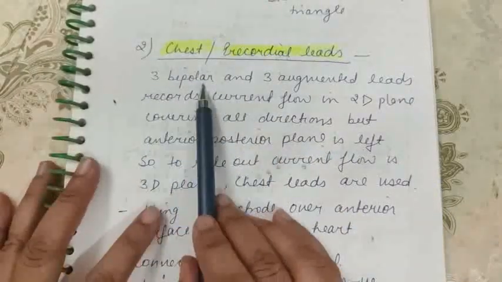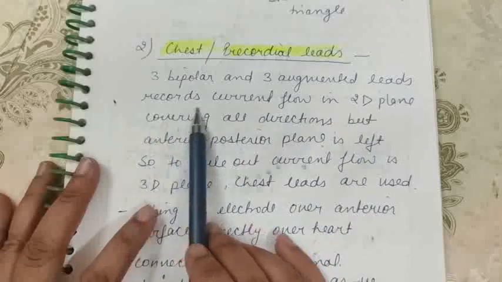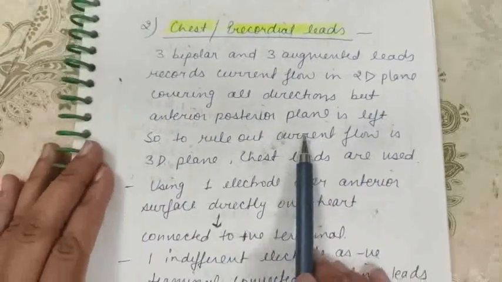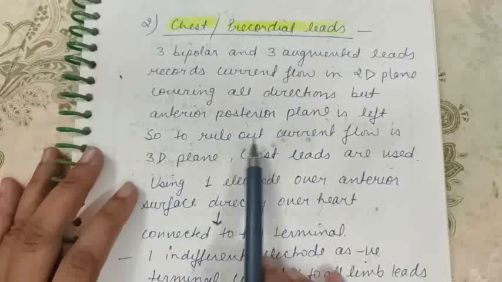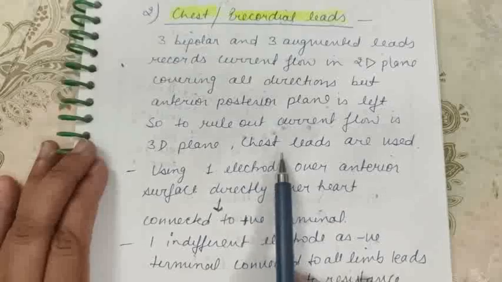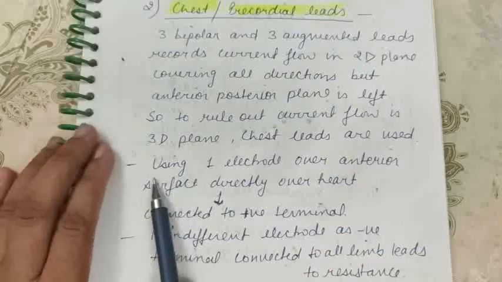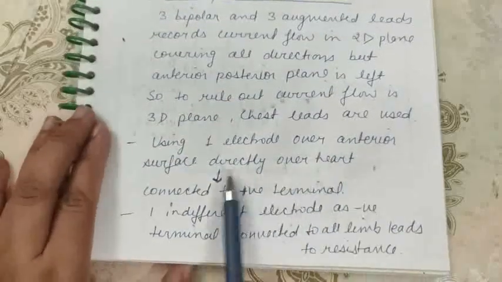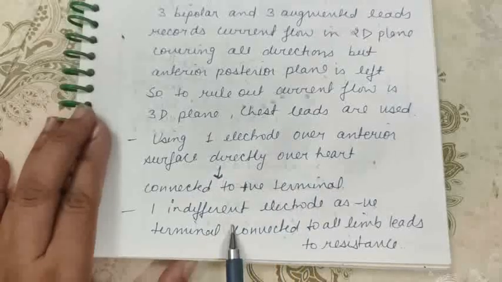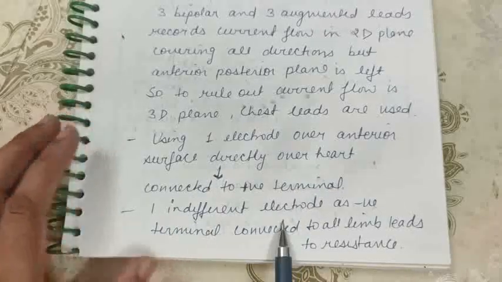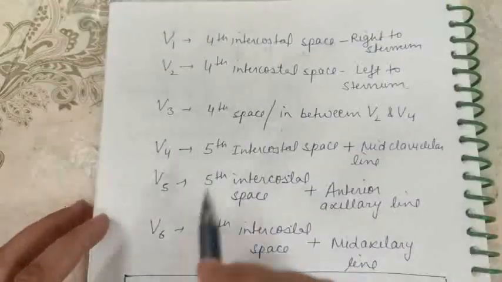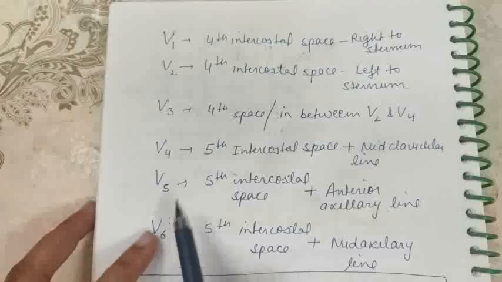Fine. 3 bipolar, 3 augmented leads record the current flow in 2D plane covering all the direction, but anterior posterior plane is left. So to rule out any current flow problem in 3D plane, the chest leads are used. Okay, using one electrode over anterior surface directly over heart connected to positive terminal. Here also we have indifferent electrodes, so these are unipolar recordings, right? These are V1 to V6.